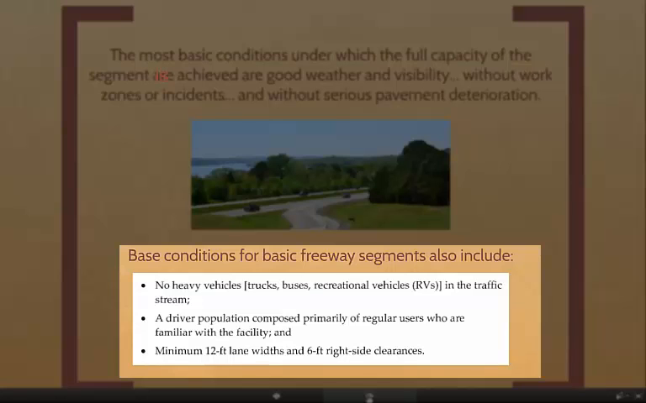When actual field conditions differ from these base conditions, the analyst introduces the appropriate adjustments as given in the HCM methodology. We'll be giving particular attention to the adjustments that account for the presence of heavy vehicles, and then we'll turn our attention to the adjustment for driver population.